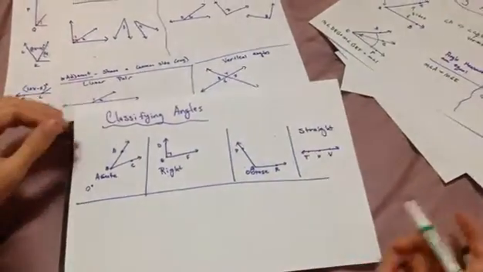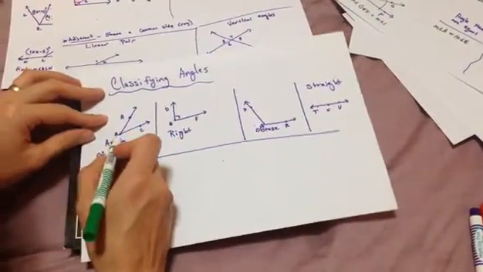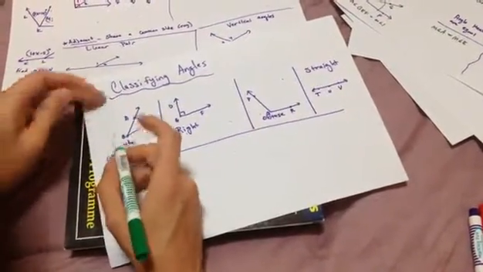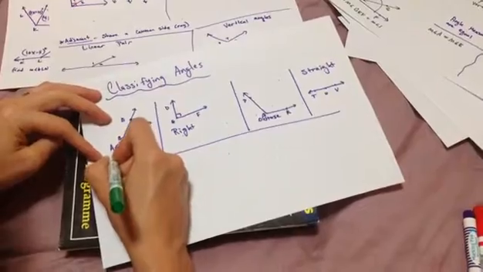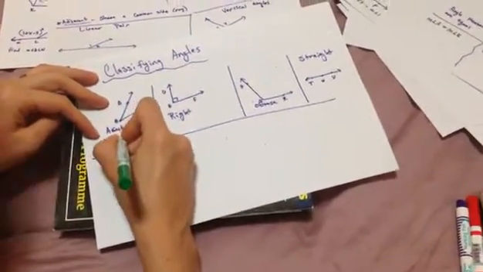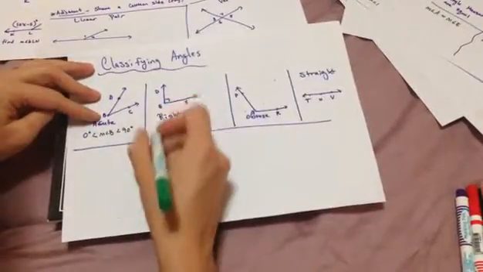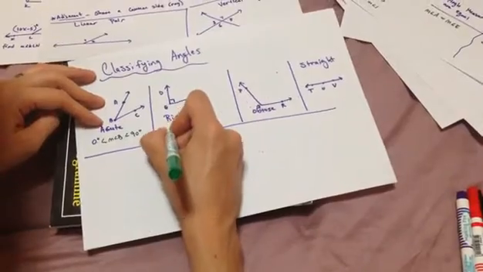Quick review from middle school. Acute angle. Oh, he's so cute. He's less than 90 degrees. So he's 0 degrees less than the measure of angle B, less than 90 degrees. Right angle here equal to 90 degrees.